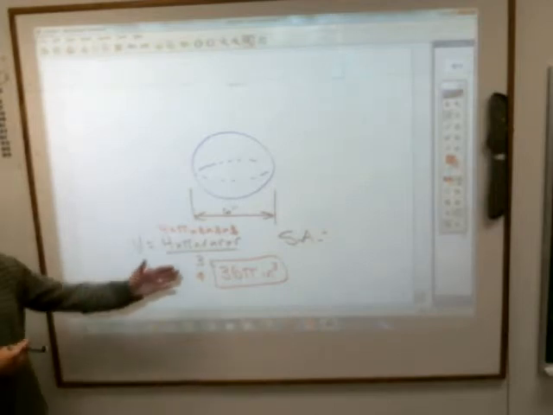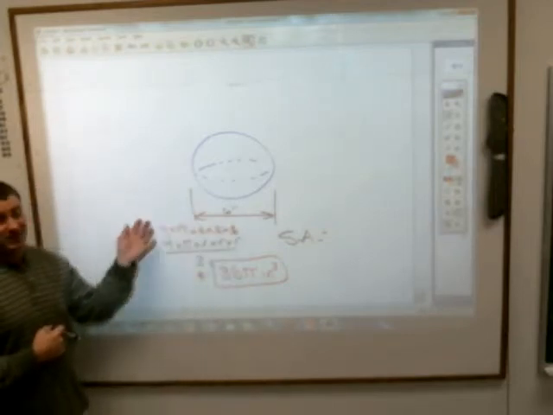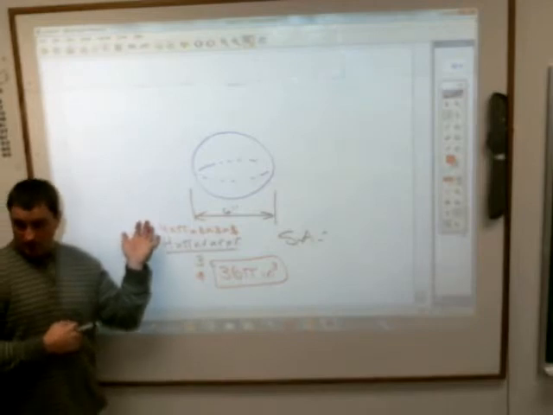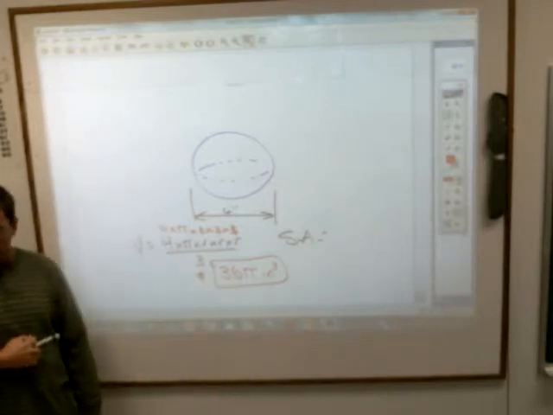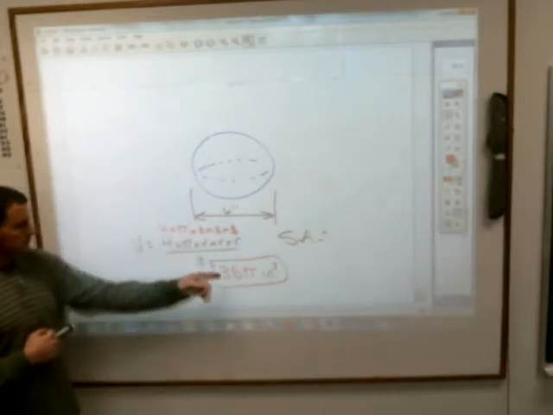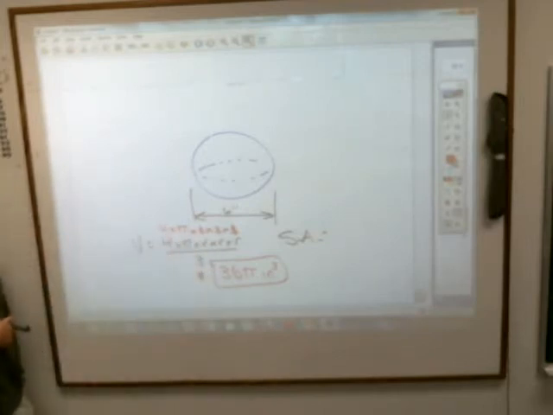I could have multiplied 3 times 3 times 3, got 27. 27 times 4 is 98. Divided that by 3. Wait, no, 108. 108? 27 times 4, 108. Stop me if you don't get that.